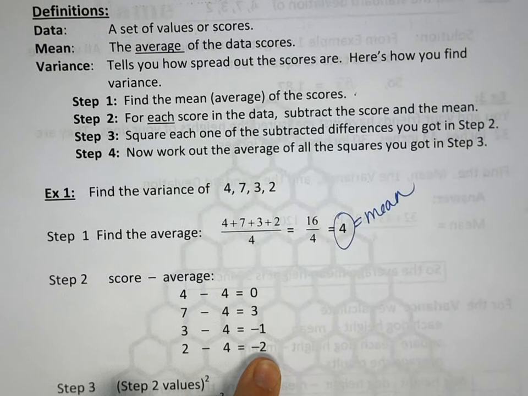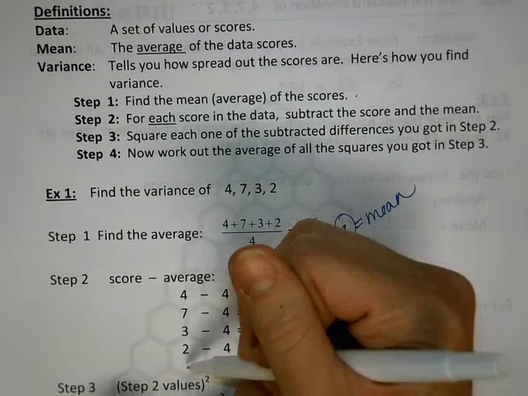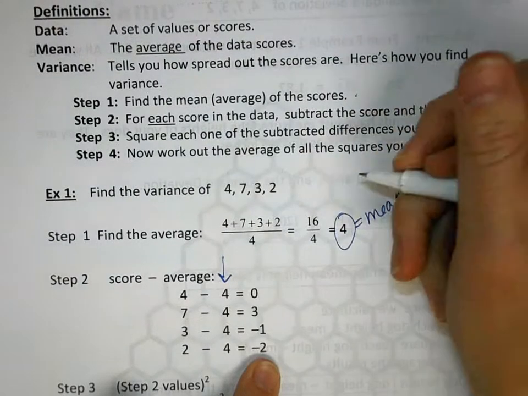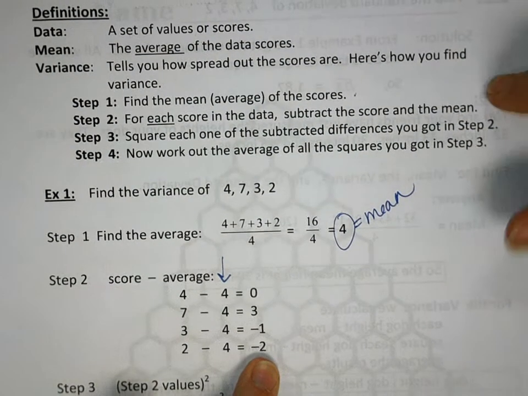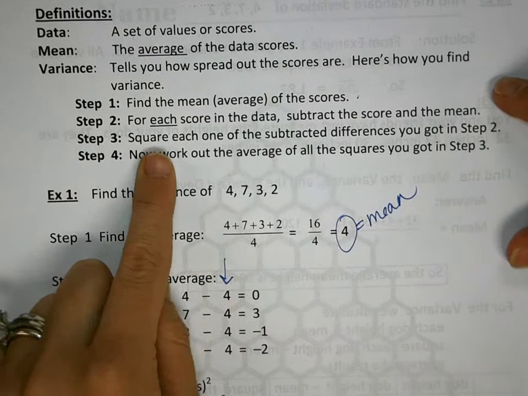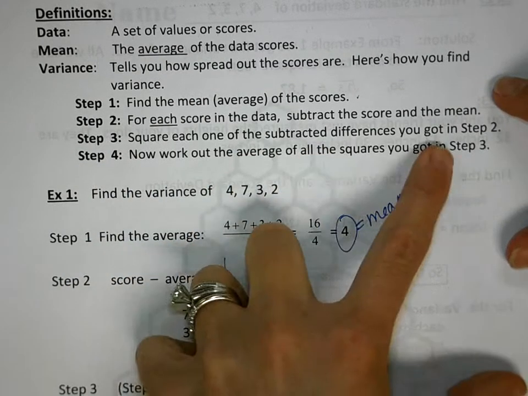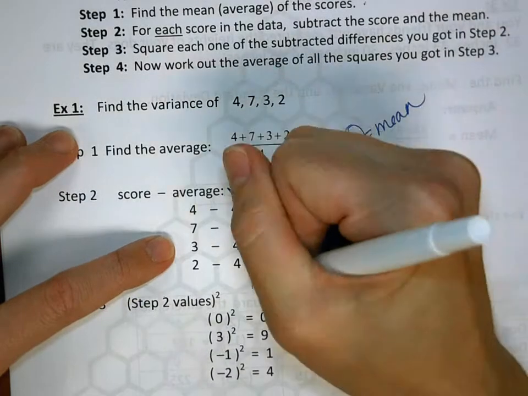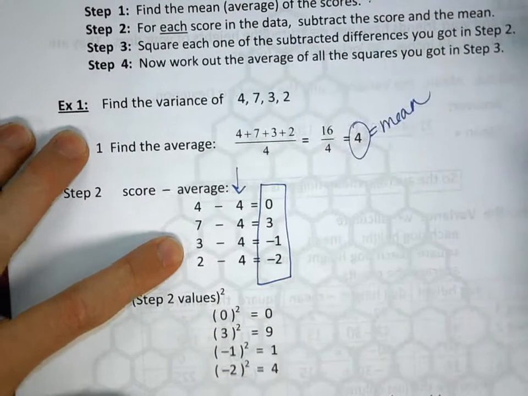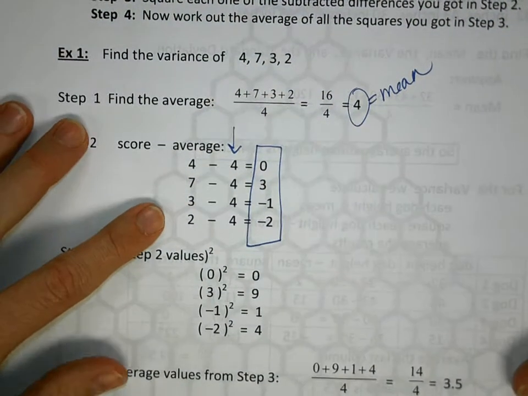So it would be the 4, 7, 3, 2 first, and then the mean? Yes. Your original number first, and then you subtract the mean. It always has to be like that, right? Yes. Then you go to step 3. You're going to square each one of the differences you got in step 2. See how my differences are these numbers right here? We're going to square all of them, which ends up making all of them positive.